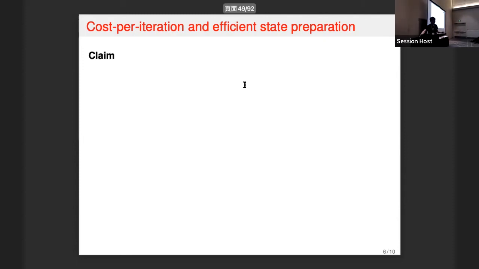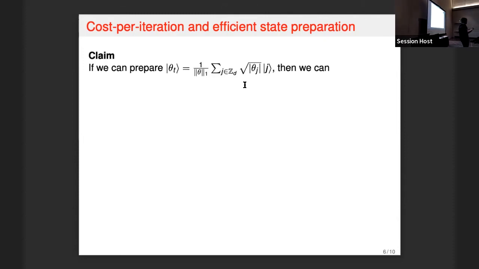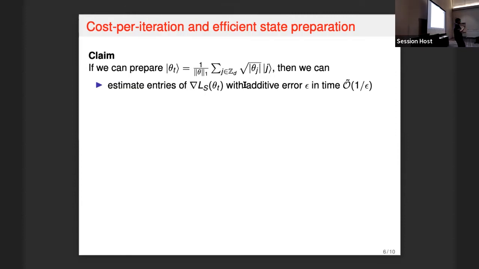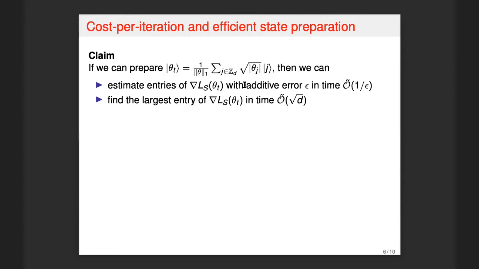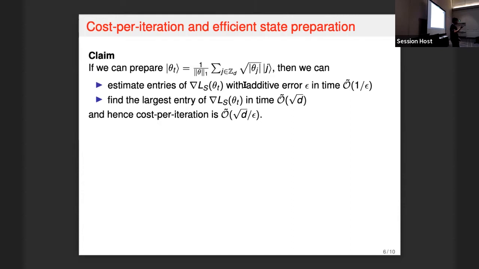And here is one of our main results in our paper. We found that suppose we can prepare the quantum state ket theta t, which encodes its entries as amplitudes in front of the computational basis. Then we can use that to estimate entries of the gradient with additive error epsilon in time 1/epsilon. And after that, we can run the quantum maximum finding algorithm to find the largest entry of our gradient. And it will take time square root of d, and square root of d applications of the first subroutine. So at the end, the cost per iteration will be square root of d over epsilon.